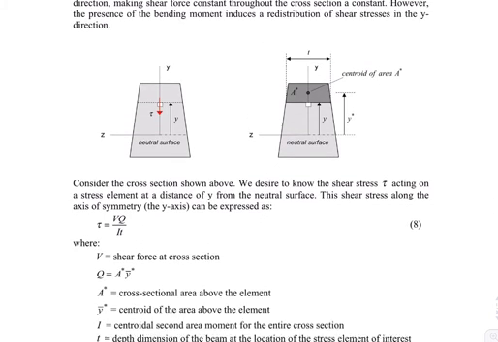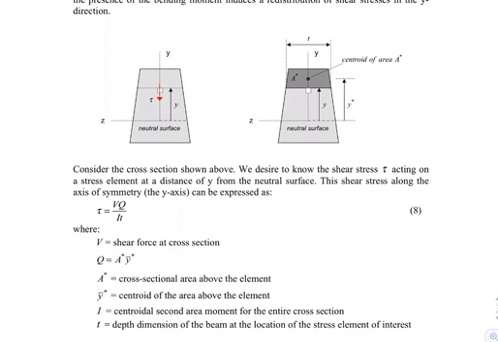Suppose we look at a cross-section of the beam. I just arbitrarily chose a trapezoidal shape beam just for the sake of discussion. And what we're interested in is, at some position y, to be able to predict what the shear stress tau is going to be on that face.